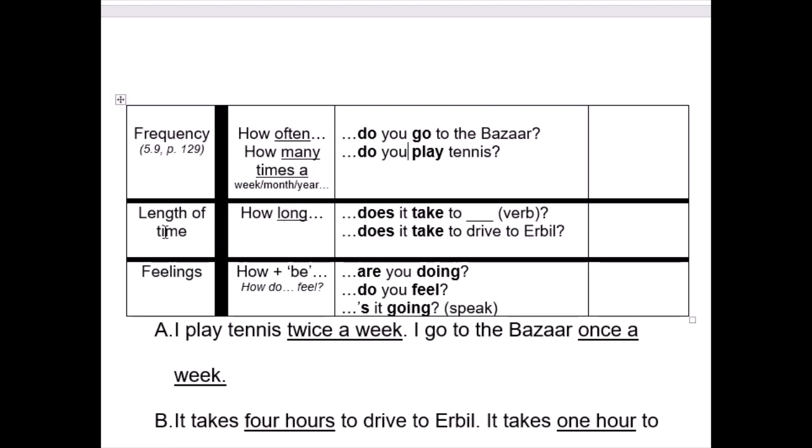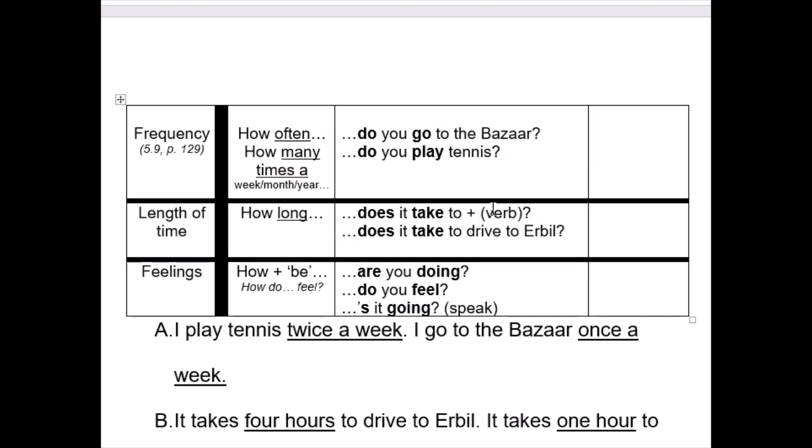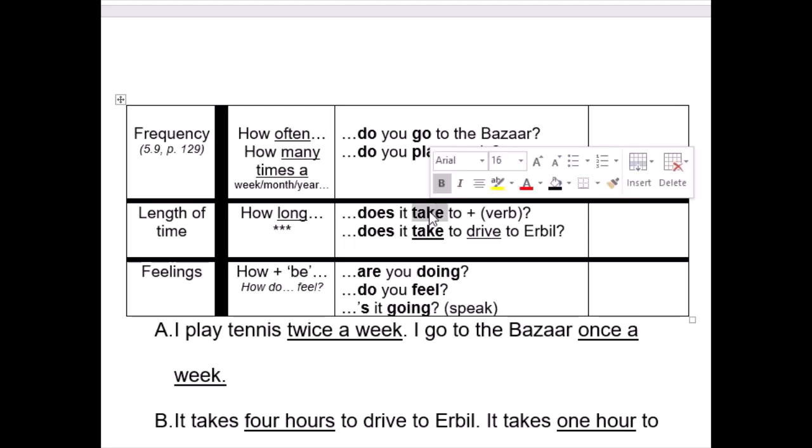Okay. Next, length of time. Okay, period of time. How long does it take to plus verb? Okay, so how long does it take to drive to Erbil? Okay, so this is a special way to ask how much time it takes. We use the verb take when we ask about the length of time. Okay.